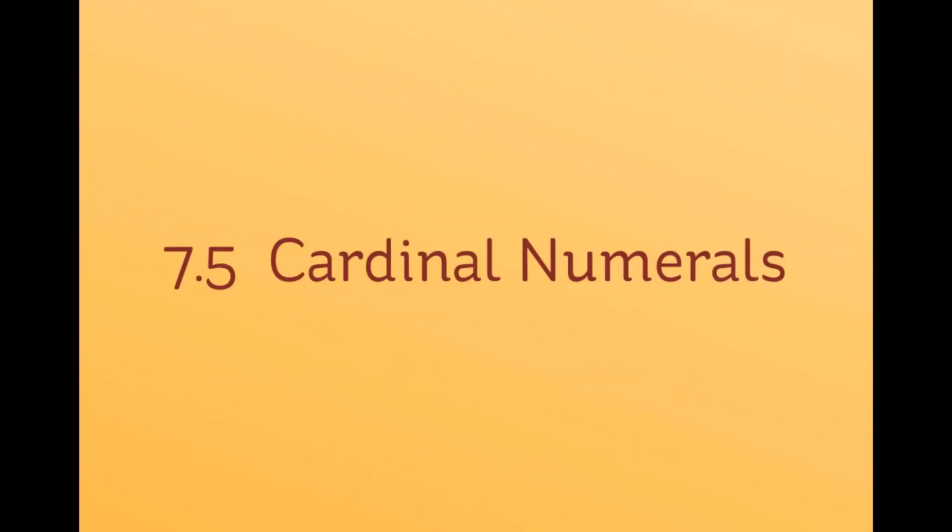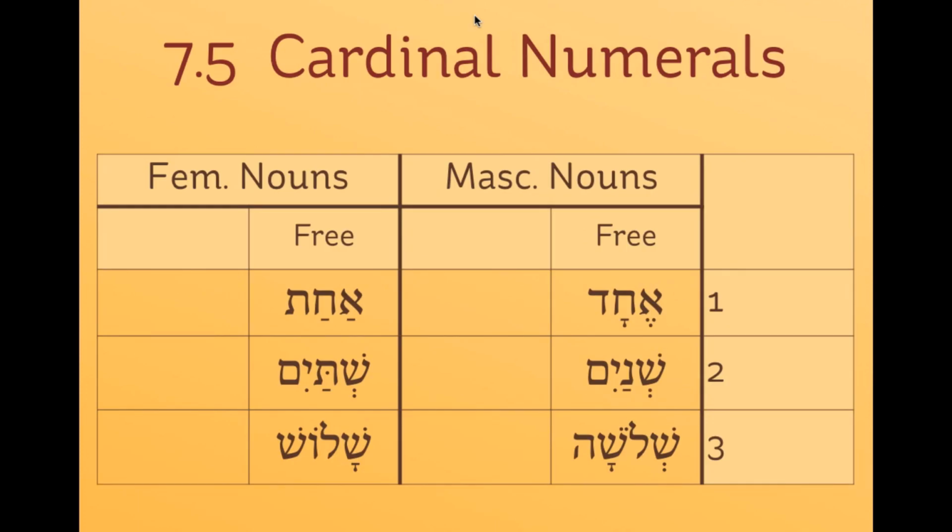And finally, numbers. Here I specify cardinal numerals. That's because Hebrew and English both have two different sets of numbers. You can have numbers that count items, 1, 2, 3, 4, 5, or you can have numbers that set an order to those items, first, second, third, fourth, fifth. So if you're counting, you would use cardinal numerals. Here are the cardinal numerals in Hebrew.